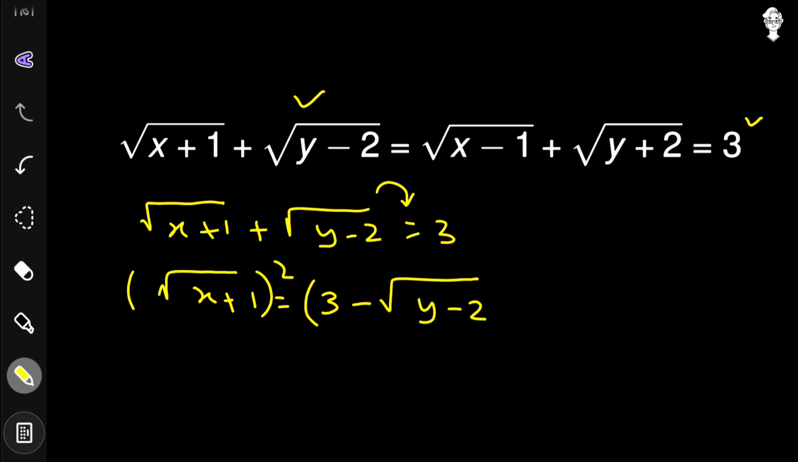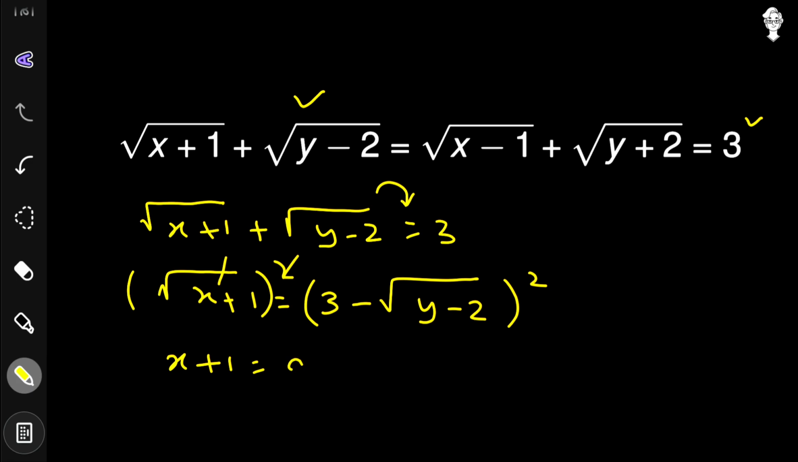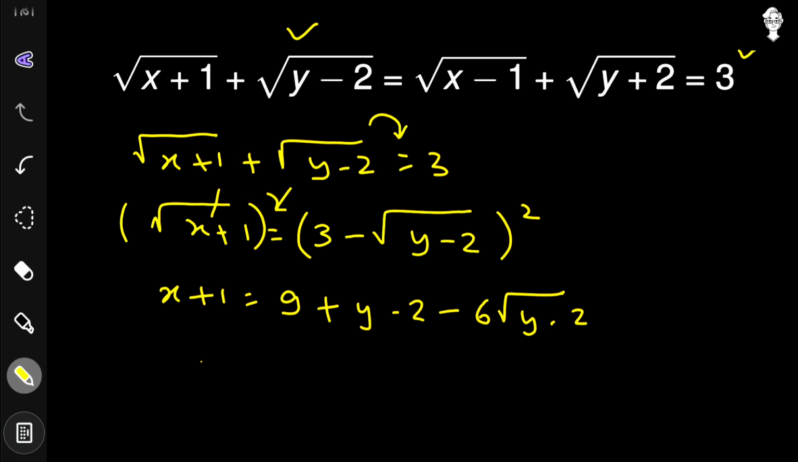So square of the LHS is equal to square of the RHS. So now in the LHS, square root and square got cancelled out, so we have x plus 1, and this thing is going to be equal to, now here we have to apply the identity that a minus b the whole square is going to be equal to a square plus b square minus 2ab. So 3 square is 9 plus square root of y minus 2 the whole square becomes y minus 2 times 3, that is 6 times square root of y minus 2. So now let us adjust the terms. So finally we will have that x minus 6 is going to be equal to y minus 6 times square root of y minus 2.